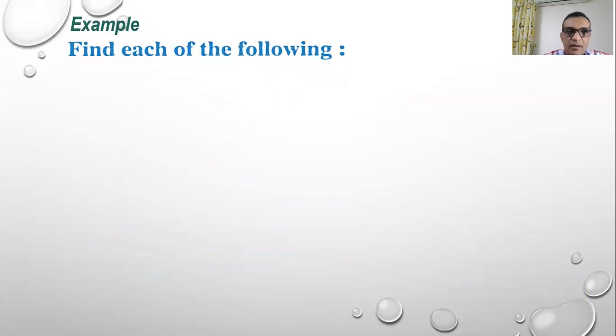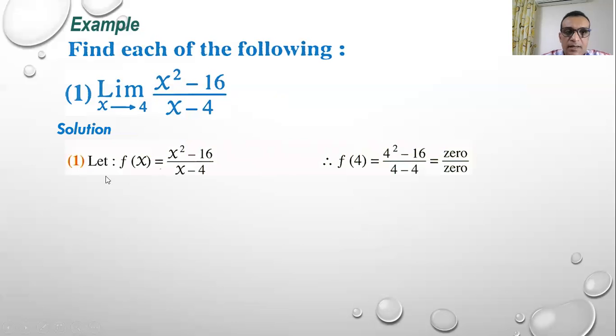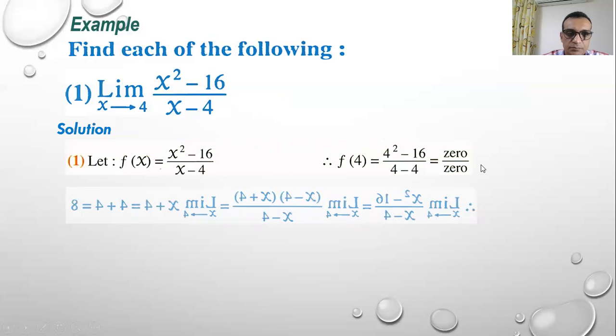Example, find each of the following. Limit of x squared minus 16 over x minus 4 when x approaches 4. Solution: let f(x) equal x squared minus 16 over x minus 4. By replacing, f(4) equals 4 to the power 2 minus 16 over 4 minus 4, equals 0 over 0, an unspecified quantity.